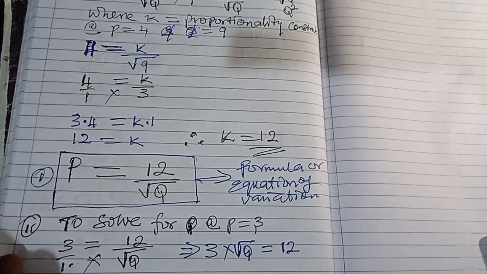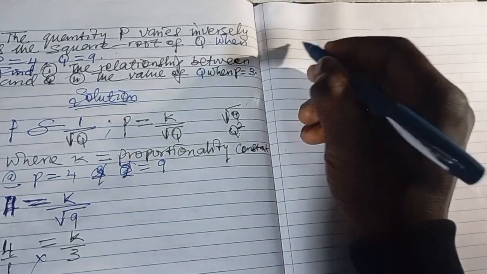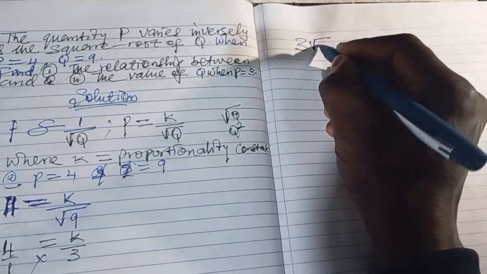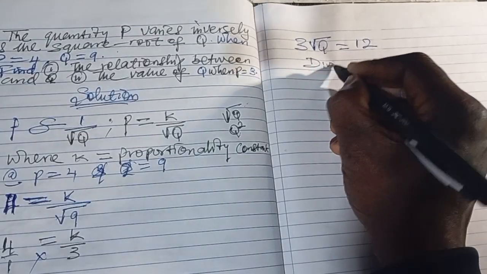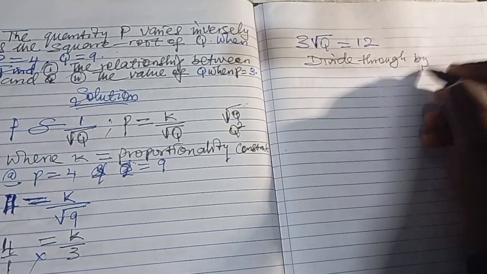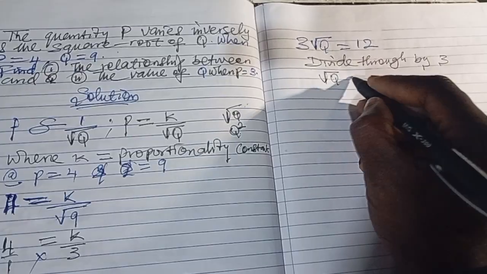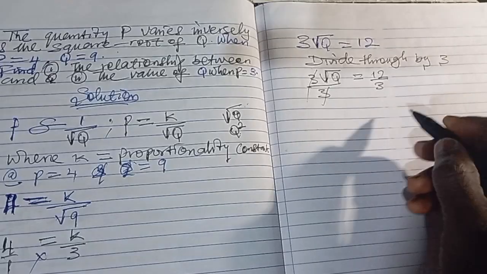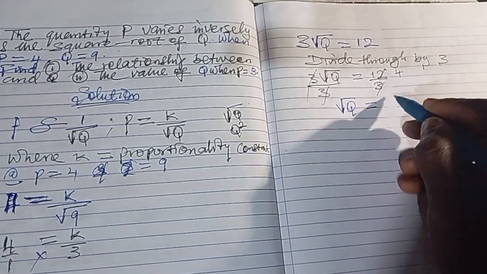Okay, so we have 3 root q is equal to 12. Divide through by 3, which is the coefficient of root q. So I'll have root q is equal to 12 over 3. Remember, this is 3 also. This can go, and this will go. We have 4. So root q is equal to 4.